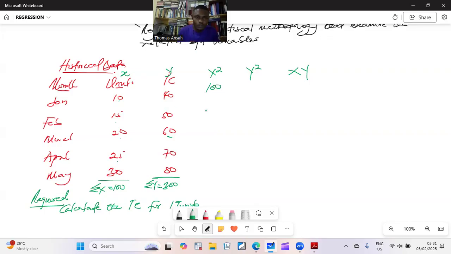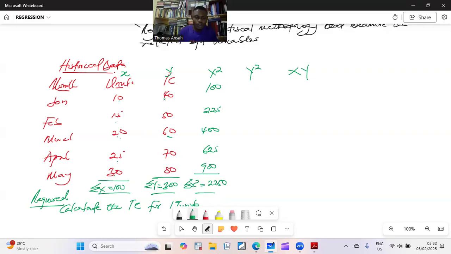So X square, let's square this, it gives you 100. Square this, you have 225. Square 20, you get 400. Square 25 is 625. Square 30 is 900. All right, so you do that, and that will give you sigma x squared. Together, this one is 2250. So that is what you have.